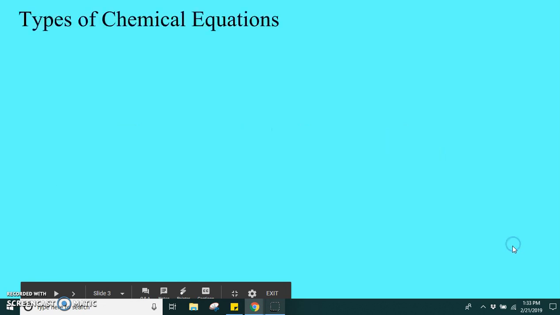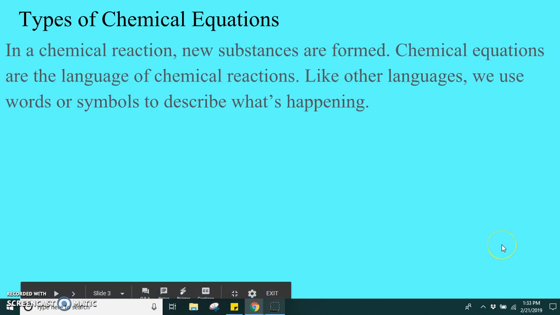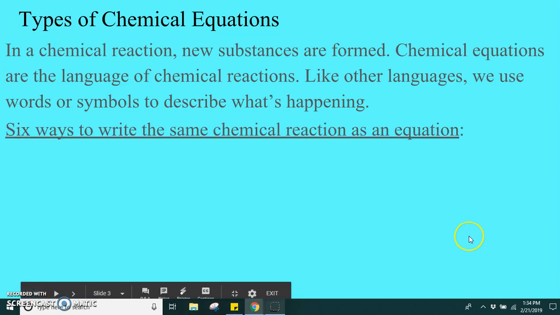That's our essential question. So, types of chemical equations. There are all sorts of different ways that you can write it, and you're probably familiar with 2 or 3 of them, but you might not be familiar with all of them. So in a chemical reaction, new substances are formed. Chemical equations are the language of a chemical reaction. So that's how we write them out. Instead of using words all the time, we'll use symbols to describe what's happening.